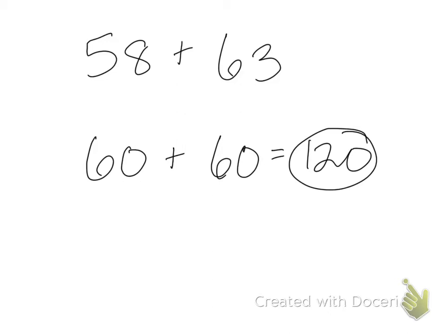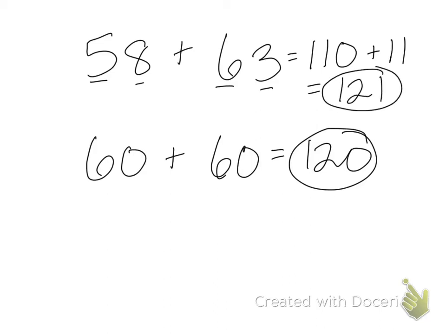So let's find the exact answer using mental computation. So 5 plus 6 is 11, or 50 plus 60 is 110. 8 plus 3 is 11. So 110 plus 11 equals 121. So my actual answer is very close to my estimation.